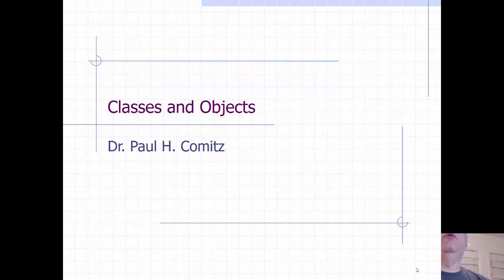We're going to talk about some fundamentals, some foundational ideas that are enormously important. Some of the things that we're talking about today are really the bedrock of object-oriented programming, and that's basically classes and objects.